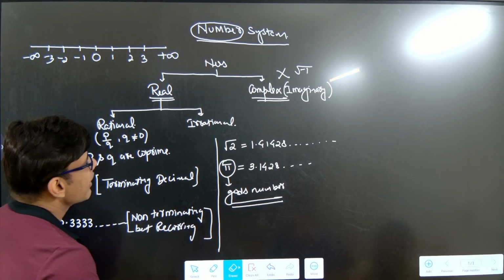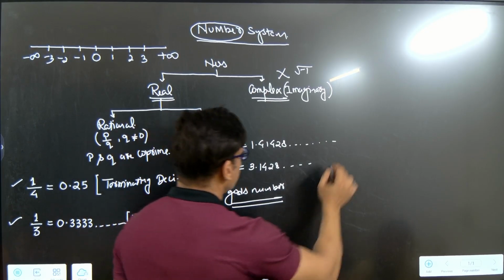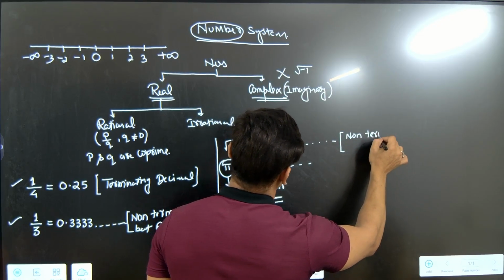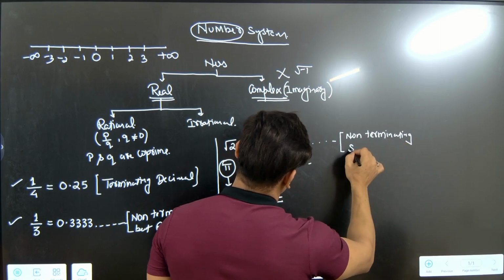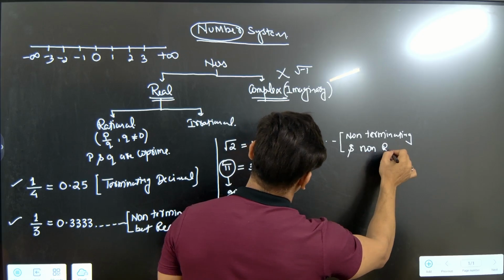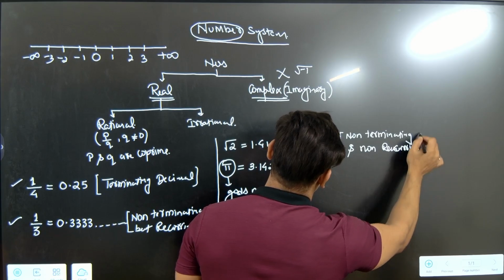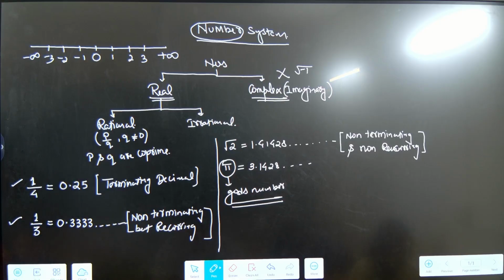Right. So irrational numbers are of what form? Non-terminating. Yes, it's called non-terminating. Non-recurring, which means neither will they terminate nor will they recur. Recur means repeat. Now I remember what it is.